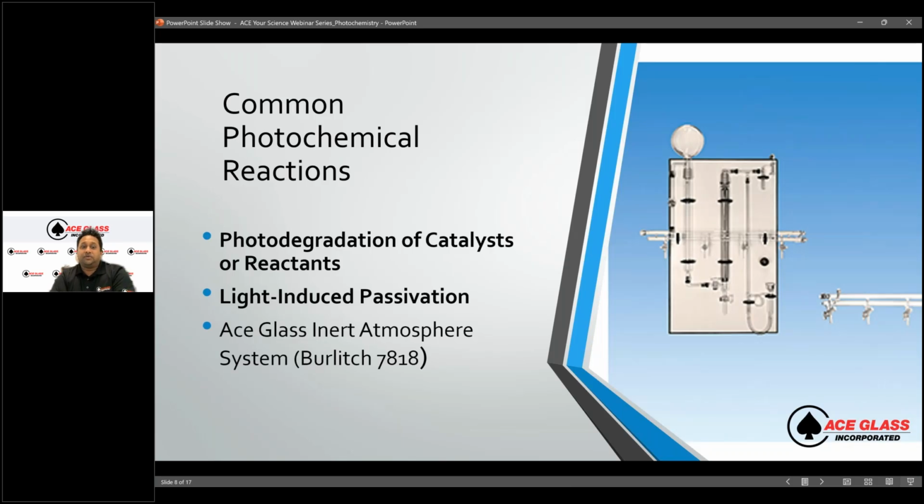You also have photodegradation of catalysts or light-induced passivation. What's illustrated is an Ace Glass inert atmosphere system, and there are some really interesting features associated with photochemical applications when you're in an inert atmosphere. Basically, what happens is things travel faster generally. We all understand this based on light's transmission principles. But that's another application that is very specific to photochemistry.